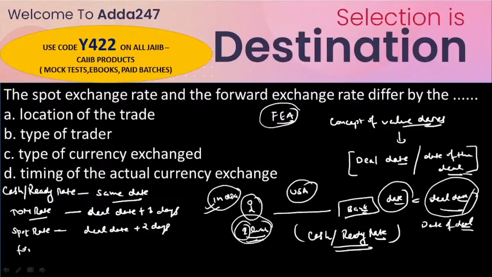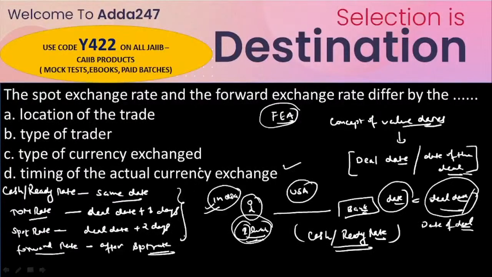After that, another term that is known as a forward rate. So whenever the exchange of the currency takes place after a spot rate, that will be known as a forward rate. So you can also understand it this way: after spot rate. Okay. So what we just understood here, one of you also gave the correct answer. The correct answer here is the timing of the actual currency exchange.